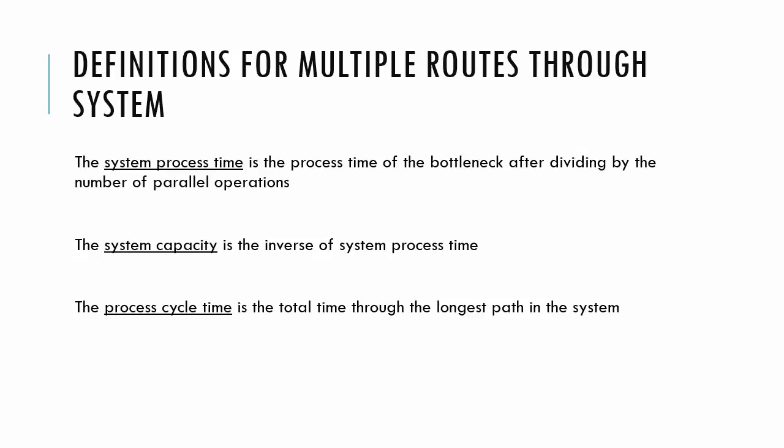When we have multiple ways of completing a process, then we need a few more definitions to help us with the analysis. The system time is the process time of the bottleneck after dividing by the number of parallel operations. The system capacity is the inverse of the process time, and the process cycle time is the total time through the longest path in the system.